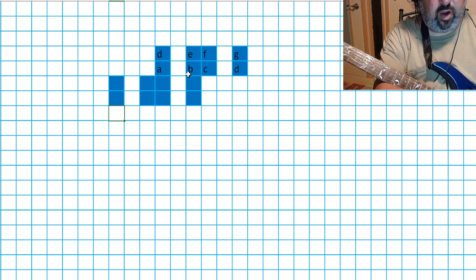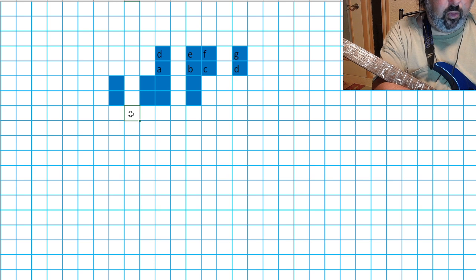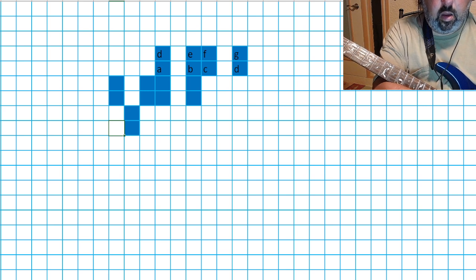Once you know this square shape, you are in the same shape right here, and then you're in the same shape right down here. So we're going here, and then here, and then here, and then here.